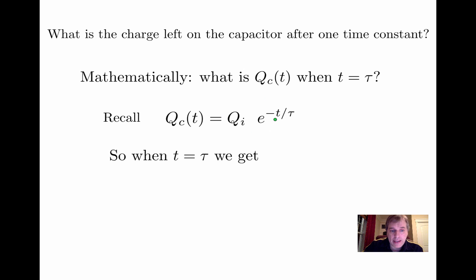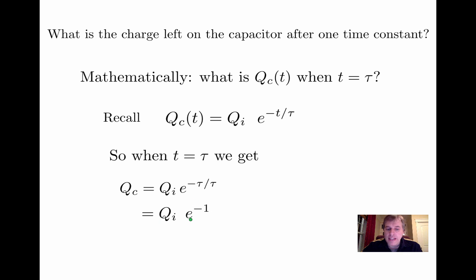The answer is simply, when t is equal to tau, we get QC is equal to QI e to the minus tau over tau. So QI times e to the minus tau over tau. All I did was replace t by tau. And that's our answer. But we want to give the answer as a fraction of QI. Now, notice that this is just e to the minus 1. So the answer is QI times e to the minus 1.